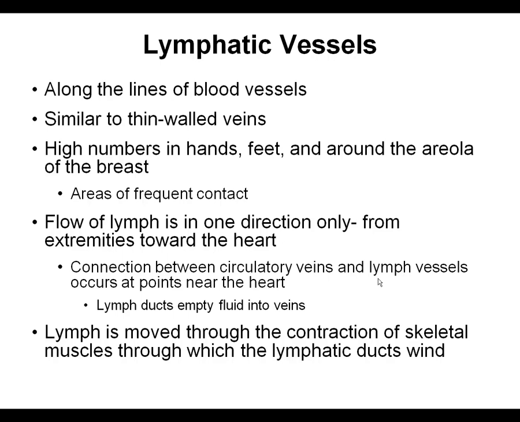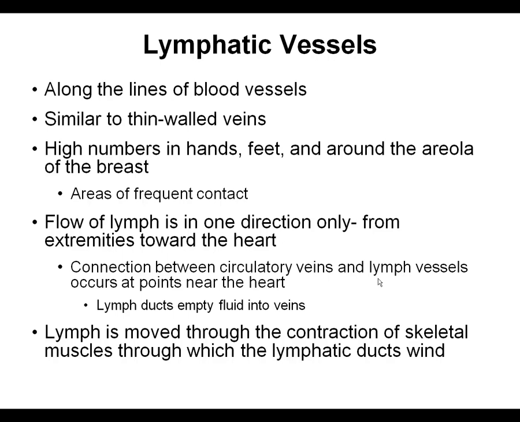They are similar to some of the thin-walled veins that we have in the body. There are a higher number of these in the hands and the feet, and if you go back and look at that picture, you'll see that there are a lot of lymphatic vessels that go through the hands, the feet, and then around the areolae of the breast. These are because these are areas of frequent contact. We go barefoot, we touch things with our hands, babies suckle at the breast, and so you have a lot of environmental contact in those areas.